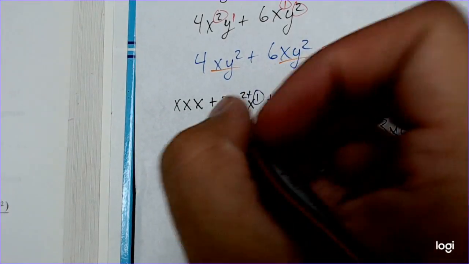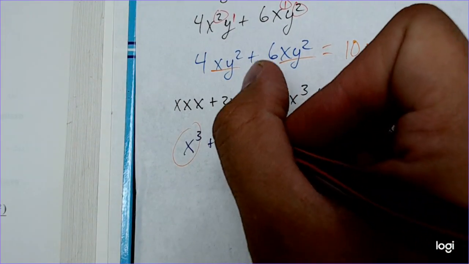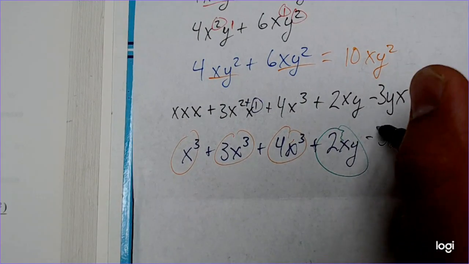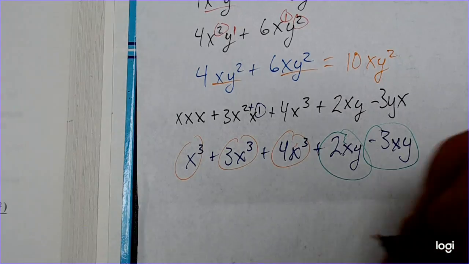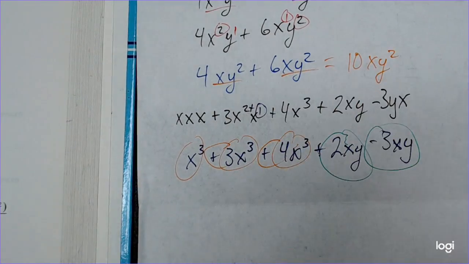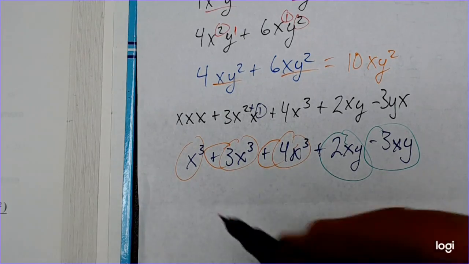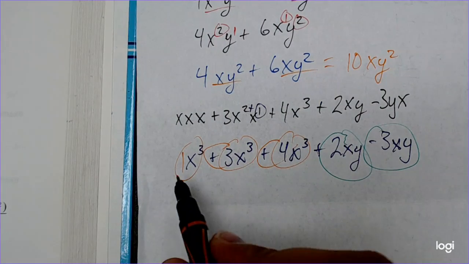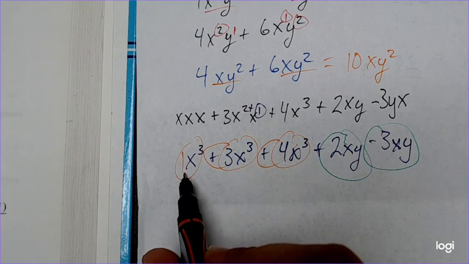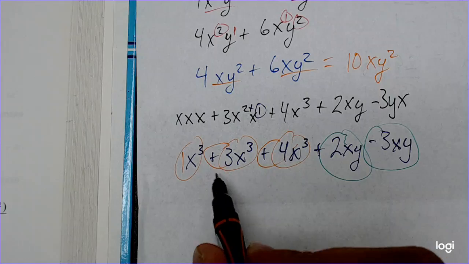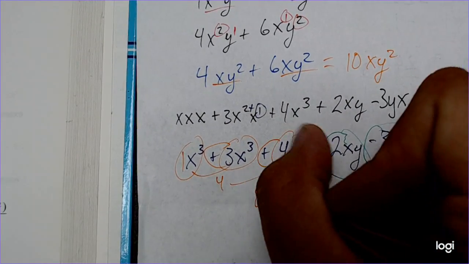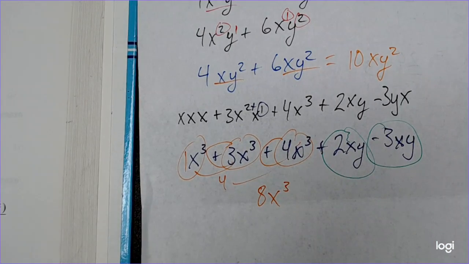Now I'm just going to mark my like terms. Put all the x cubes in circles. And then I'll put all the xy's. I need to remember to add the sign in front. Whoops. Okay, so let's add up the x cubes. So again, remember this one has an invisible coefficient of 1. You've got to watch out for those invisible ones in these problems. So I've got 1x cubed plus 3x cubed. That's 4, and then 4 plus 4x cubed, that gives me 8x cubed in my final answer.